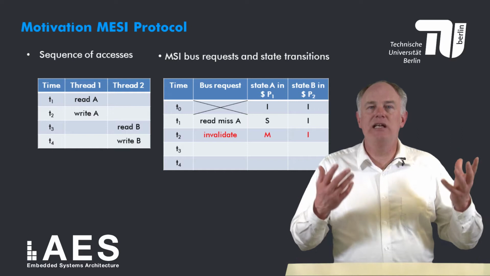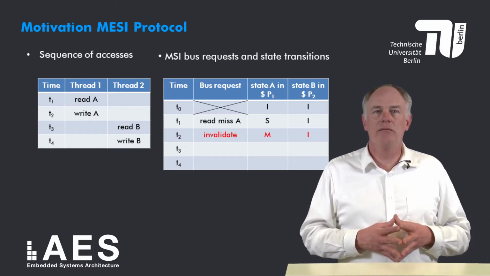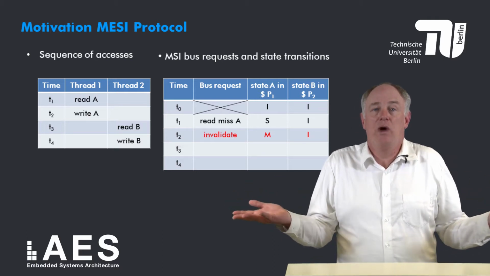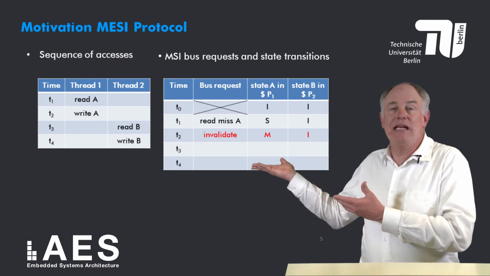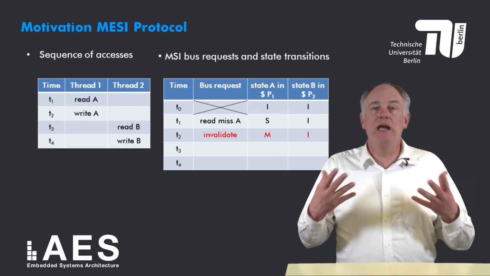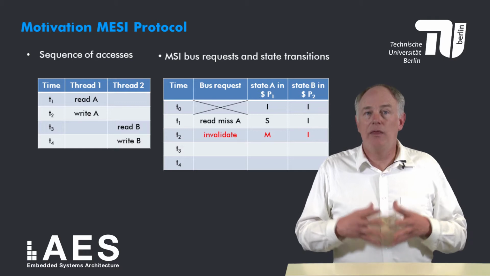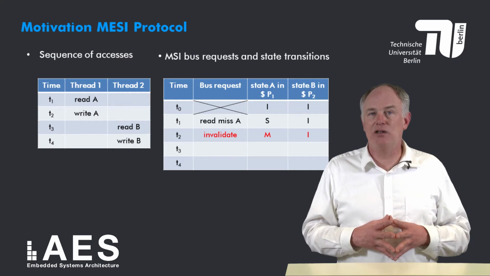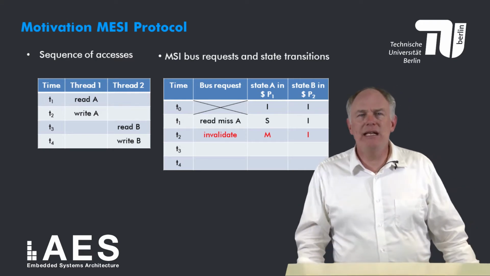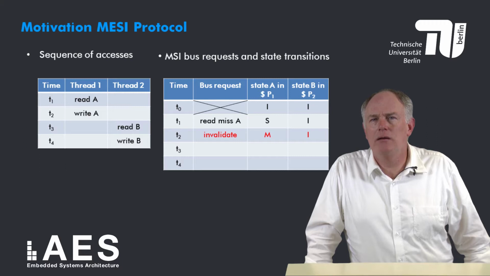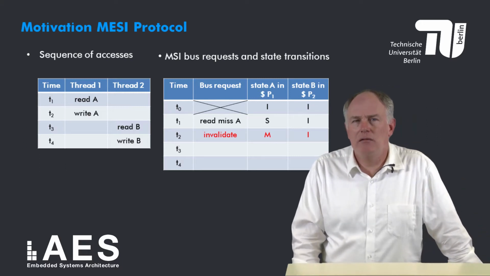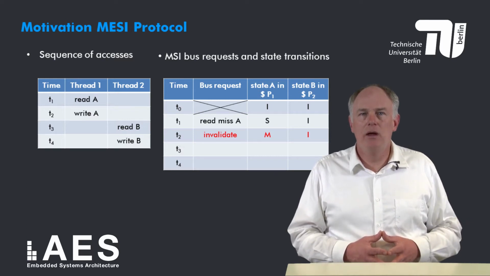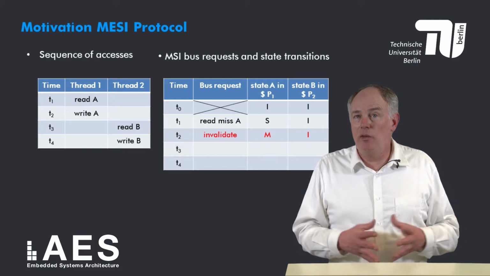Then at time t2, thread 1 writes A. It is in state shared in its cache, so there might be other copies. We don't know, which is why an invalidation must be placed on the bus to invalidate all other copies. Thereafter, the block containing A will be in state modified in the cache of P1. But is this invalidation really required? Well, I think not really, because there are no other copies of the cache block. The MSI protocol doesn't know that, however.